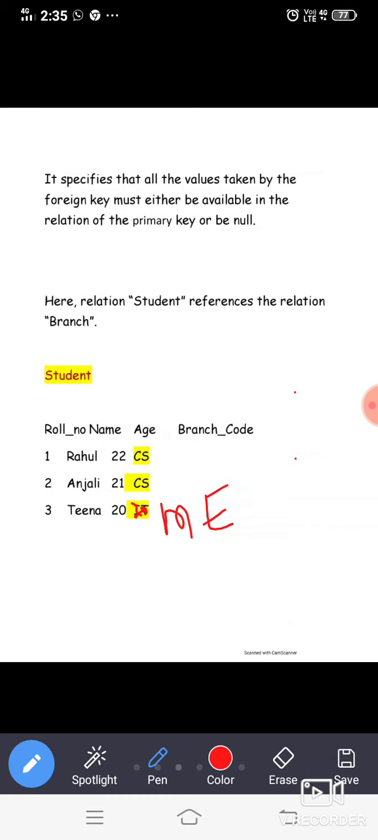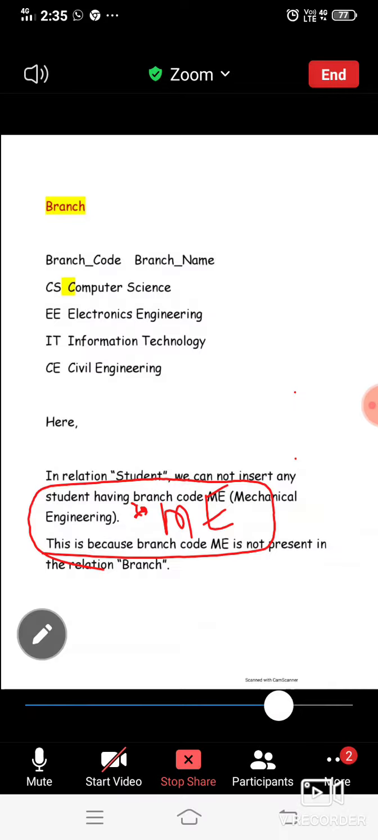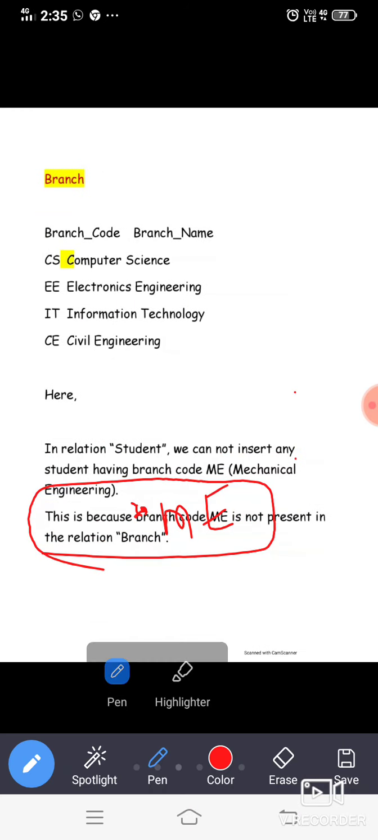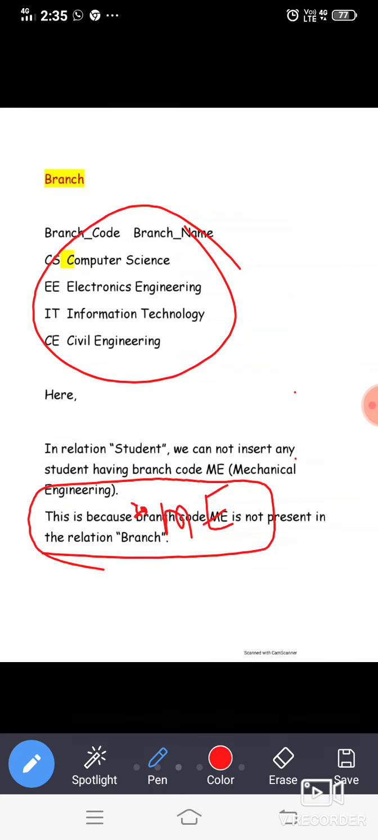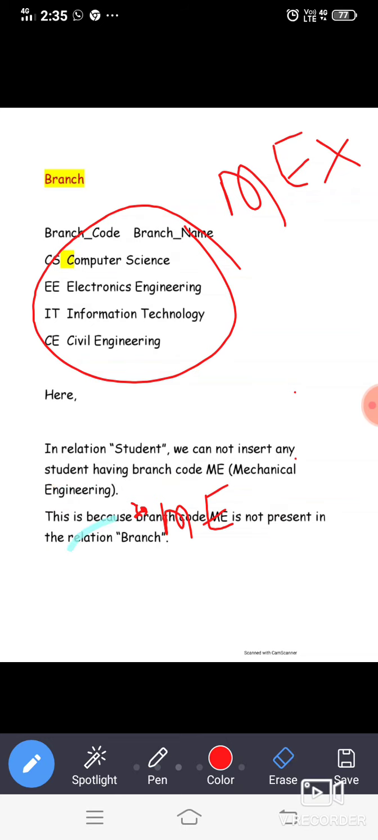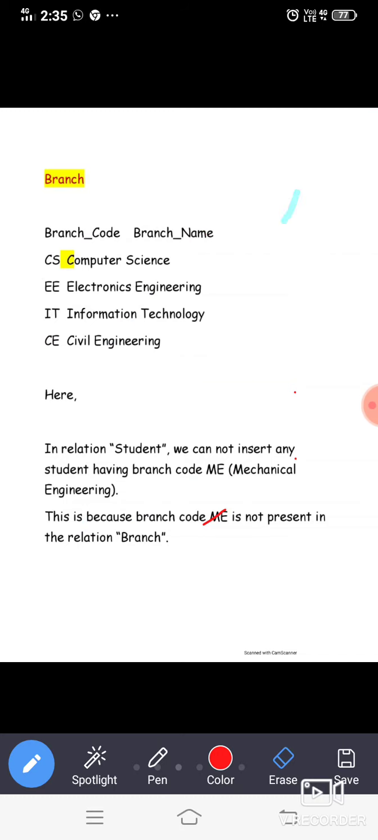See here, I am taking it as ME. Let us say Tina's branch code is ME. Now, can we find out what ME means from the second table here? No, it is not possible because the branch ME is not available in the branch table. So, in this case, we can say that it is violating the referential integrity constraint.